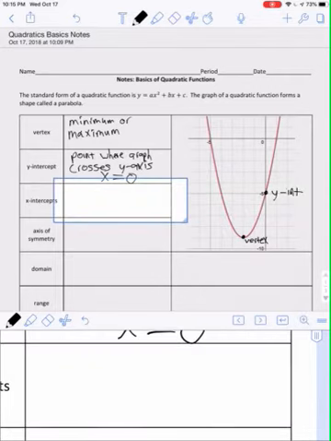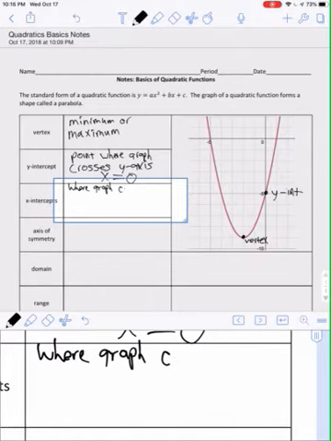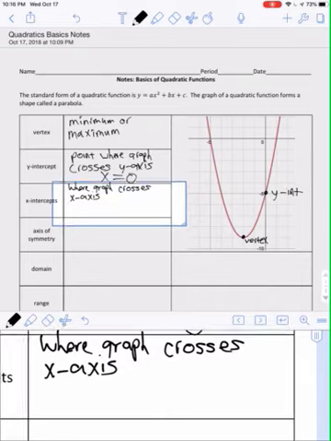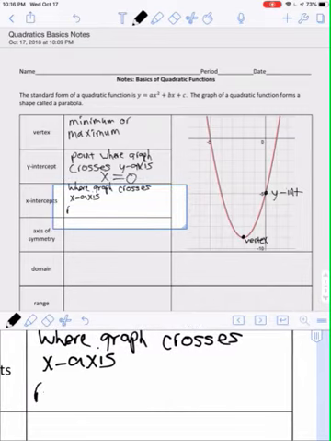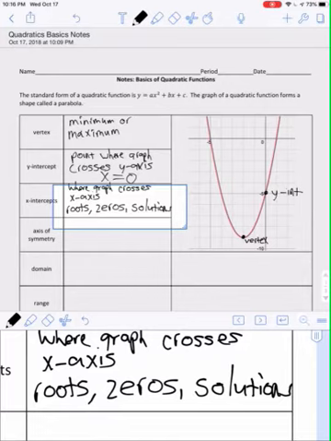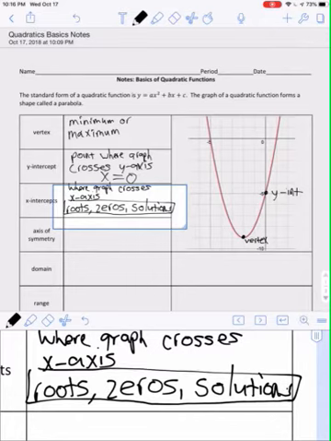And of course x-intercepts is where the graph crosses the x-axis. There's 3 commonly used synonyms for x-intercepts when we refer to really any graphs, but sometimes these are also called roots or zeros or solutions. So any of those 3 words is a synonym for x-intercept. Roots, zeros, and solutions.